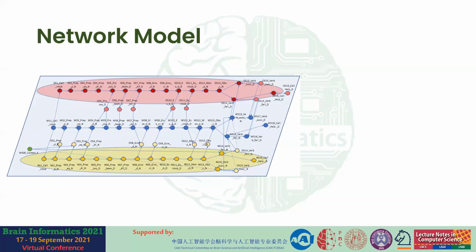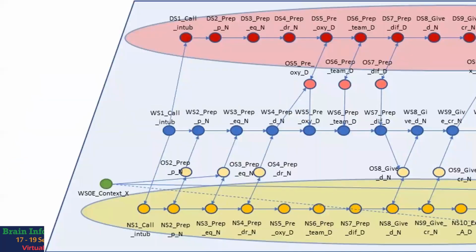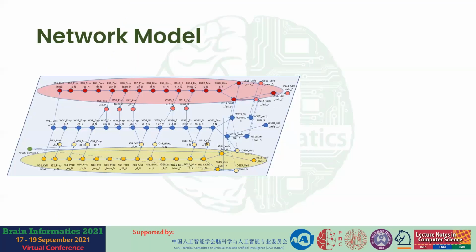However, the difference is in those little lighter colored yellow and red circles. These are the ownership states. As you can see here, OS2 prep PN. These ownership states are the states that make things actually happen. They only exist for the steps of the nurse and the doctor, for the actions that each of them actually has to do. So here it's easy to see the sequence of who's doing what and when.